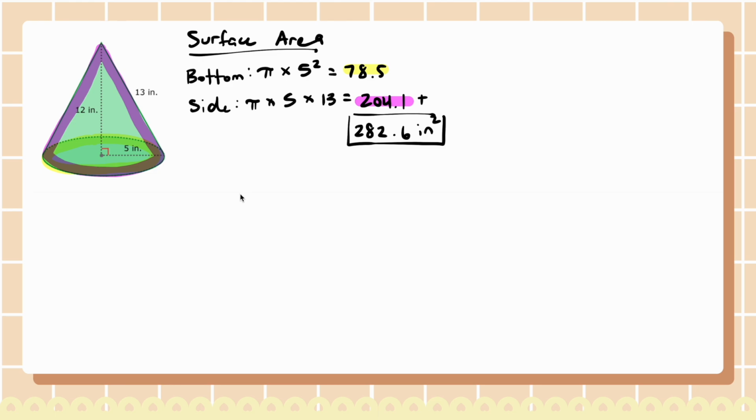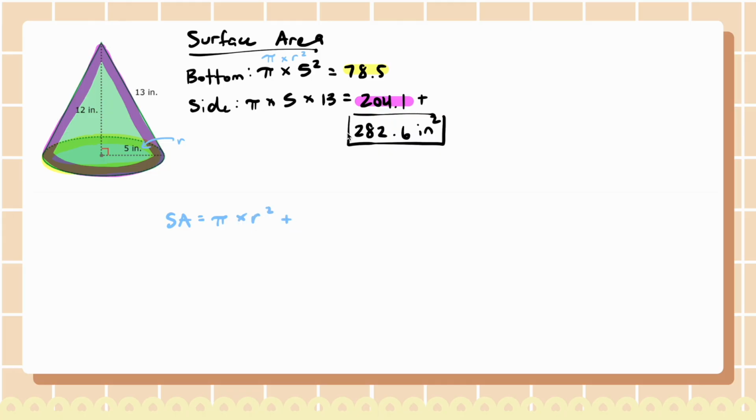Now let's break down what we just did. So for the surface area, we started off with using our radius right here. So this is my radius r. We took pi and we multiplied it by r squared. So that's the first part I'm going to add to my formula, pi times r squared.